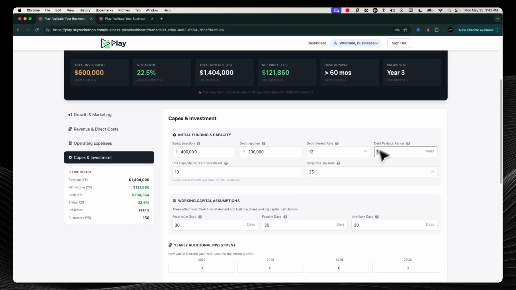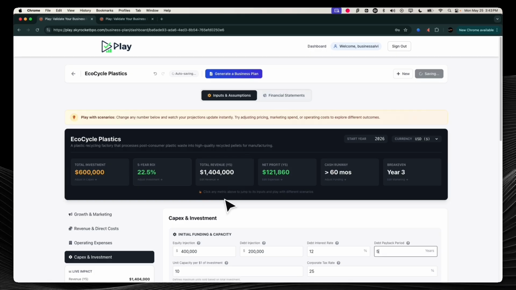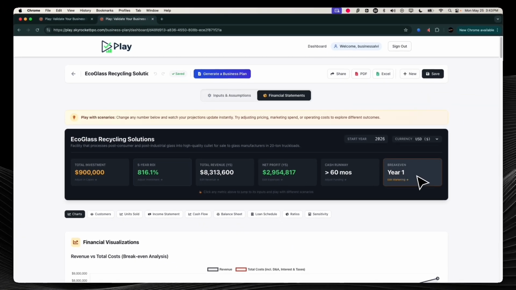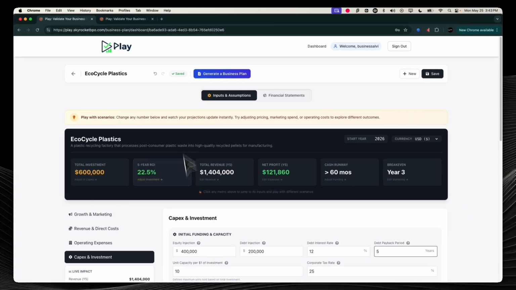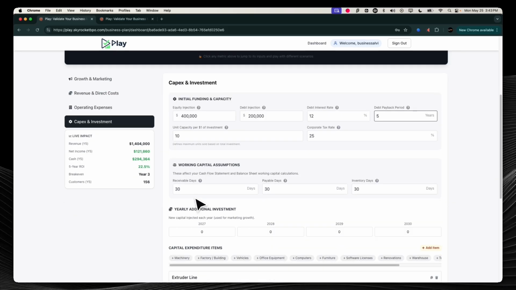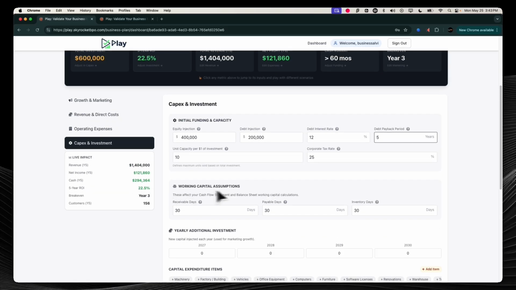And if the debt payback period increases or decreases, this also has an impact on the financials. For example, instead of 5 years, if it's 10 years, then it will put less strain on your cash flow during the first couple of years, which will obviously improve your profitability. Another important thing here is that the break-even point for the plastics factory is 3 years, and for the glass factory it is year one. This also depends a lot on the pricing, the costs, and other factors which we are going to dig into, and we're going to play with the numbers and figure out what happens if we change one metric versus another.